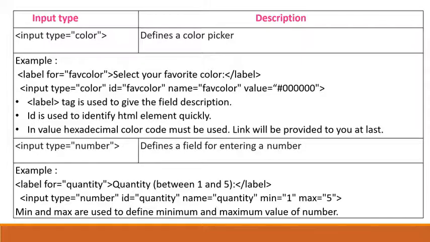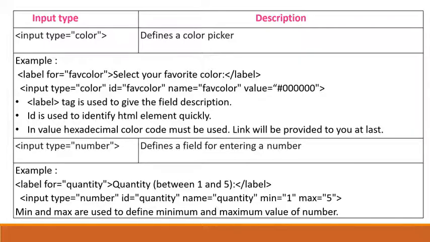Then second is input type is equal to number, which defines a field for entering a number value. Now here for example, the label for quantity, the quantity is between 1 to 5, suppose you want to enter, then close it with slash label. Input type is equal to number. Now here see again, ID is equal to quantity which is mentioned in the label. Name is equal to quantity.